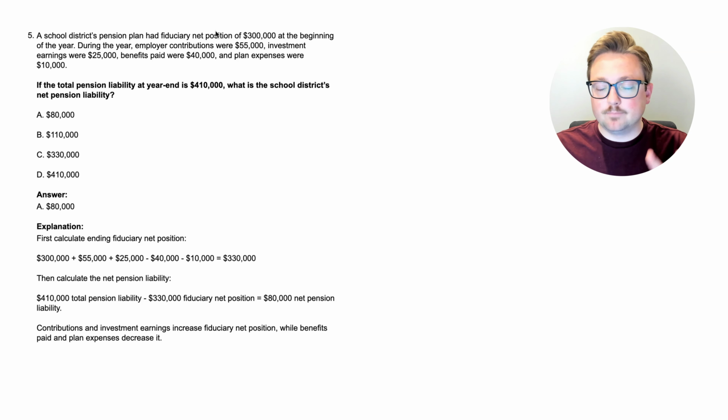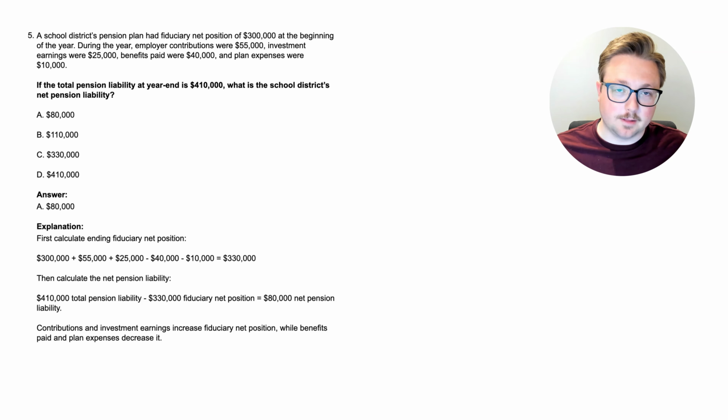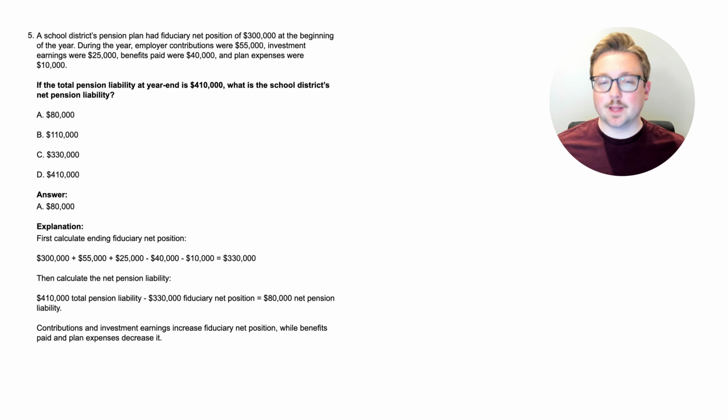Again, just think about what it means. If an employer is contributing to the fiduciary net position, that means they're putting money in so that it can then later be paid. So that's increasing it. Again, that's money coming into the fiduciary net position, so that's increasing it. And remember, that is specifically saying benefits paid out to the employees, the people who are supposed to have the pension. So that's why it's subtracted from the fiduciary net position. And then expenses, again, we're subtracting that. It's an expense. So again, not too difficult. As I said at the beginning of this video, this is not a huge topic. You just need to know the basics.